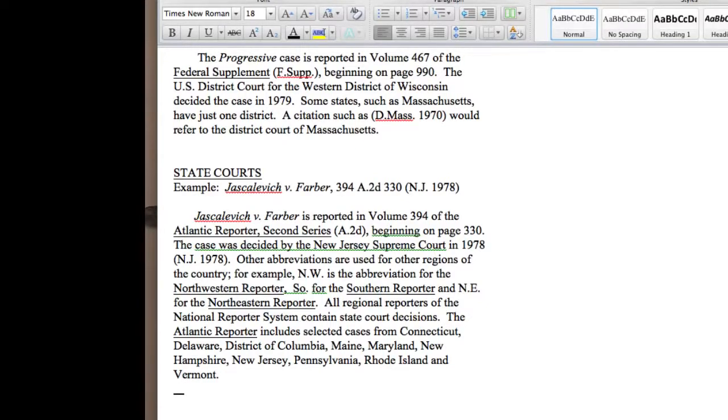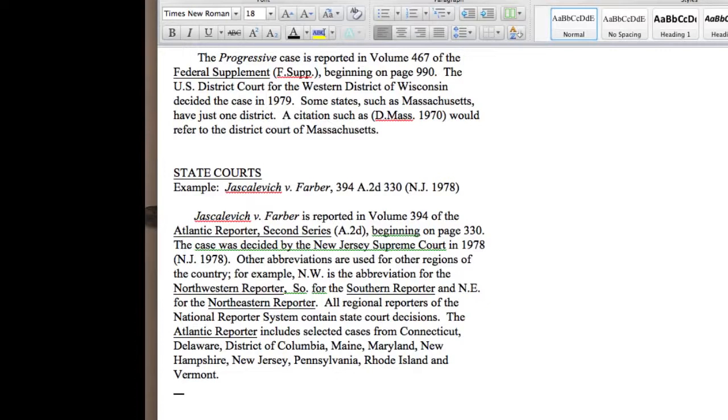There are a variety of other abbreviations here depending upon what state it was in and what happened. But this is just a brief explanation of how these citations work. It's not that tough. Just bear with it.